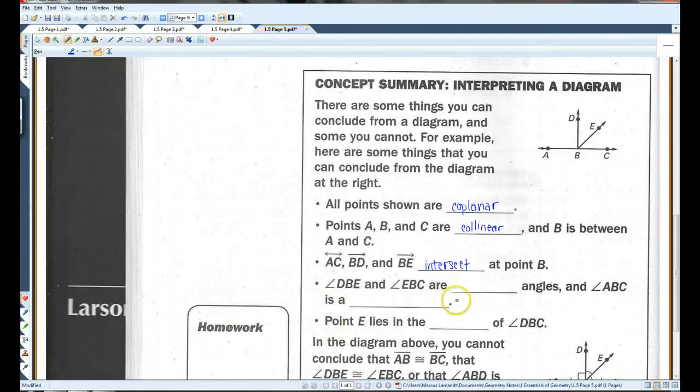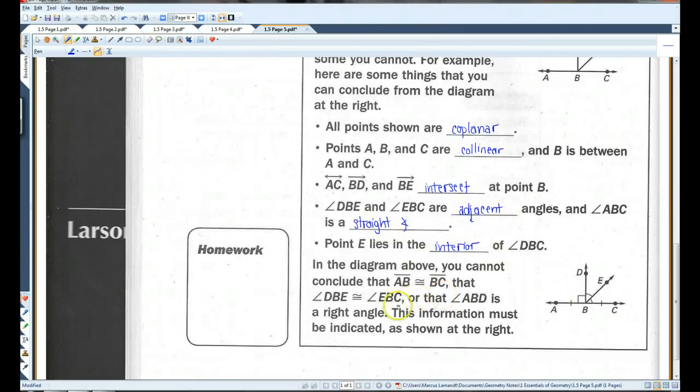Okay. Angle DBE and angle EBC, these two, are adjacent angles. Remember, adjacent means attached. They share a side. And angle ABC, that's this angle here, is a straight angle. Point E lies in the interior of angle DBC.